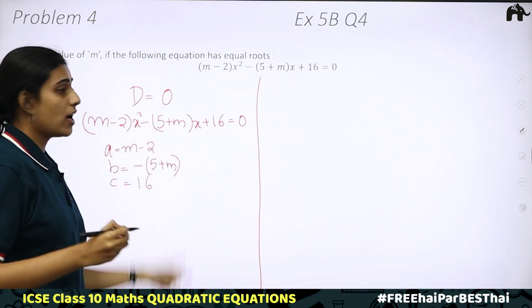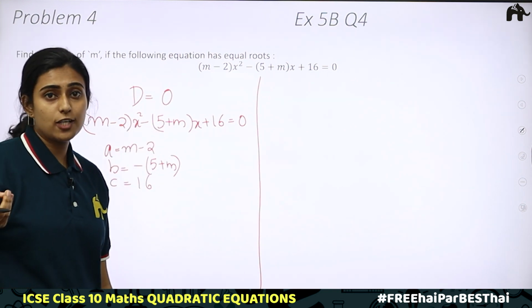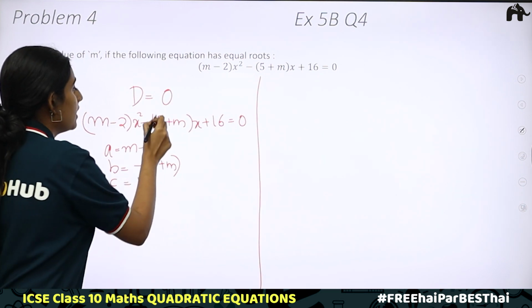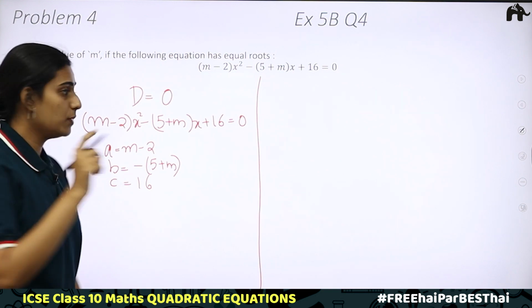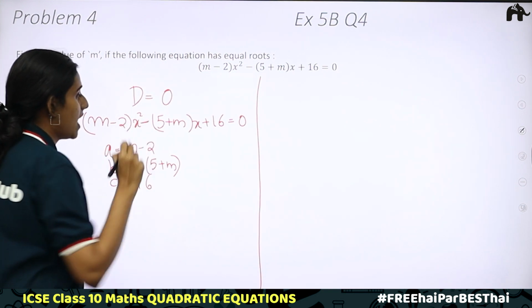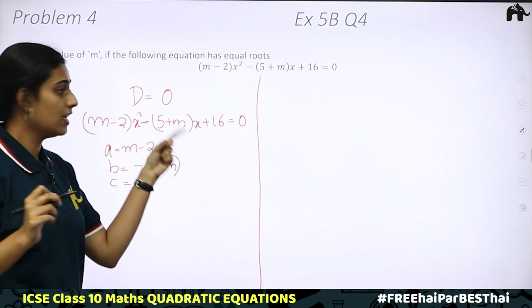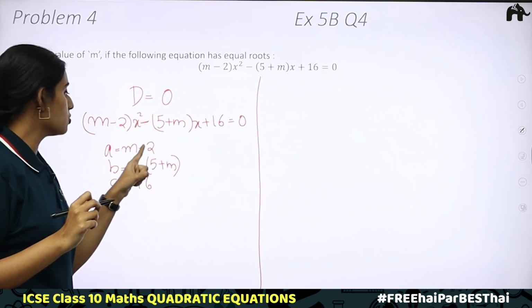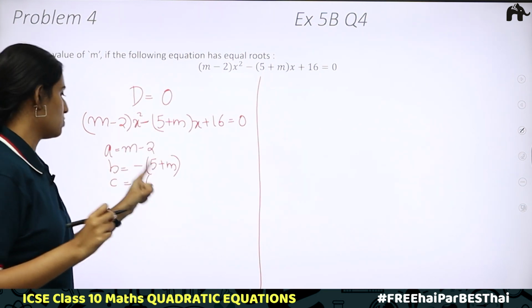Remember, the standard form of quadratic equation is ax square plus bx plus c. Therefore, while taking the value of b, remember the sign which is present here. Here we have a negative sign. Therefore, while taking the value of b, you should remember to take this negative sign as well.